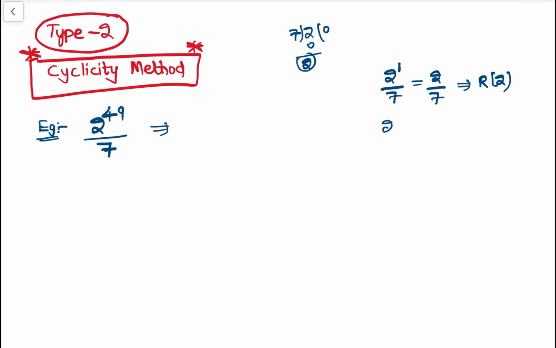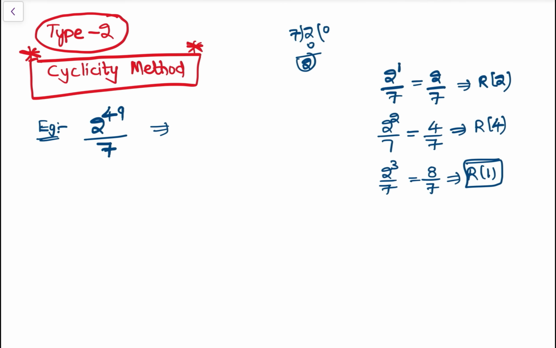Then 2 to the power 2 divided by 7, that is 4 upon 7. So overall remainder is 4. Then 2 to the power 3 upon 7. See, 2 to the power 3 is 8. 8 upon 7 is remainder 1. अब देखो remainder 1 आ गया. Then 2 to the power 4 upon 7, that is 16 upon 7. So 7 2s are 14. So remainder आ गया 2.